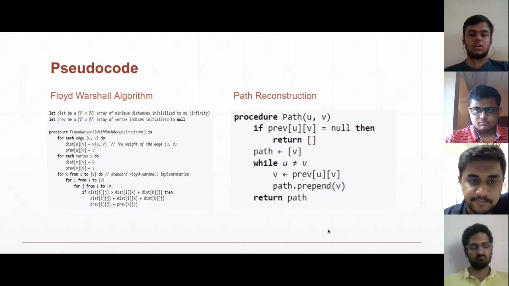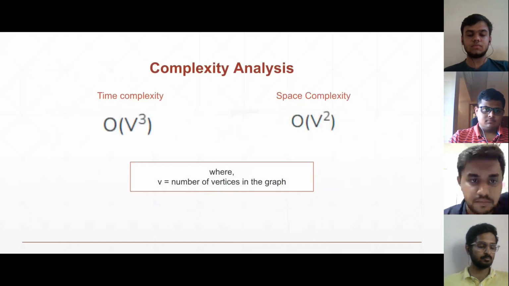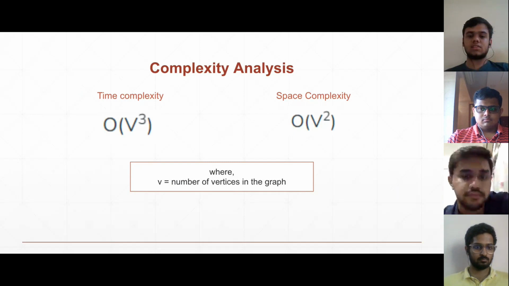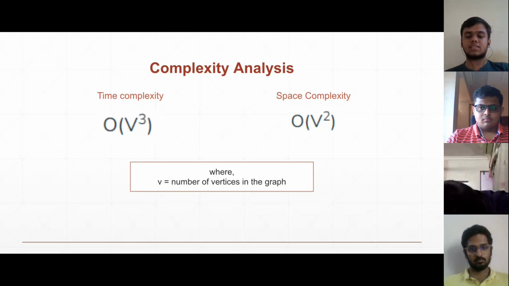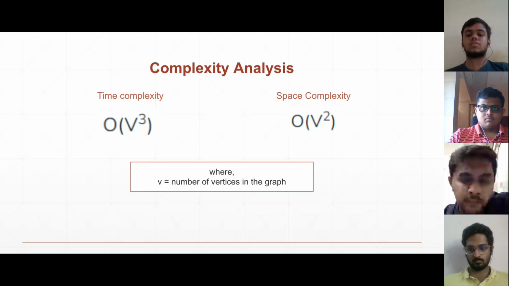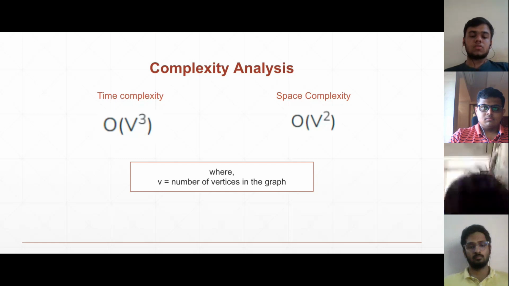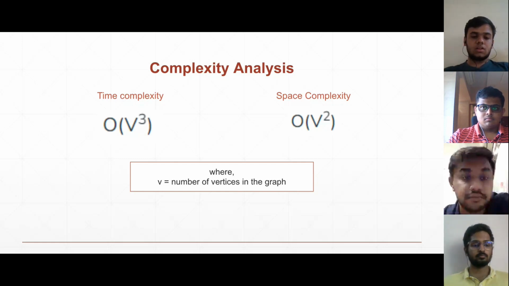Let's move on to the complexity analysis of the Floyd-Warshall algorithm. As seen from the algorithm, there are three for loops traversing all the vertices one by one, so the time complexity is V cubed, where V is the number of vertices in the graph. We are also storing the distances between vertices in a matrix of dimension V squared. Hence, the auxiliary space required for the algorithm is V squared. Now let's move on to the next part.